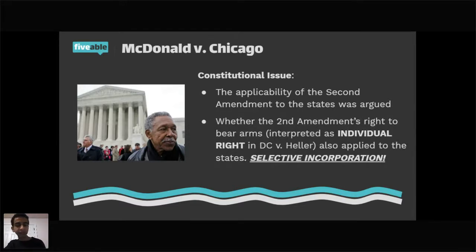Again, selective incorporation is a theme that College Board loves on the AP Gov exam. Just make sure you remember that the reason McDonald versus Chicago is a selective incorporation case is that in a previous case, almost the exact same thing happened in Washington, D.C., where a gun ban was implemented and ruled unconstitutional. Here, they're trying to get the Second Amendment to apply to the states.